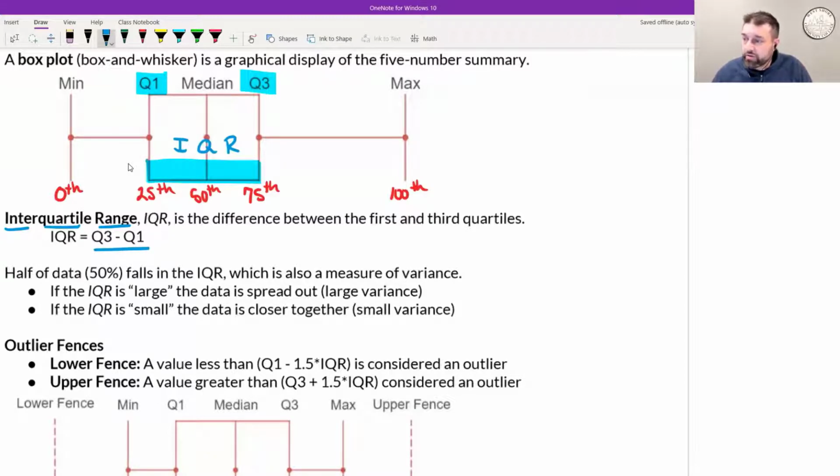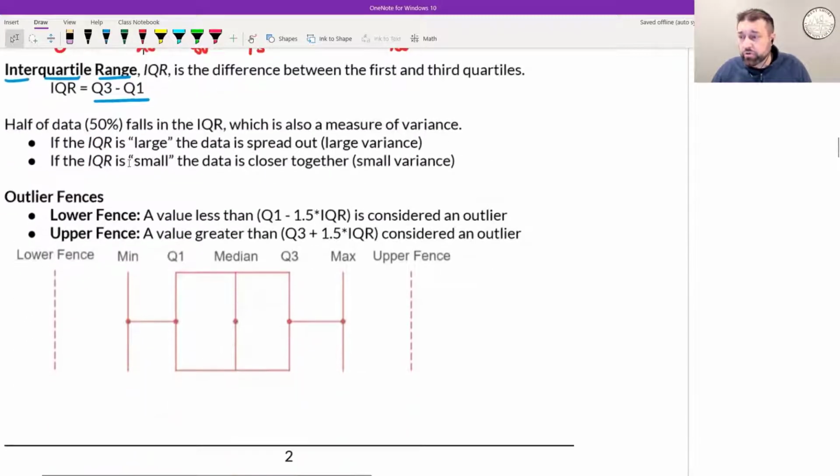So the width of this interquartile range is important because, and here's the big kicker, it helps us mathematically define an outlier. I know previously we just kind of said, oh, if a point's far away, it's an outlier. Now we're going to give you the formal mathematical definition of an outlier. So this is what it is.